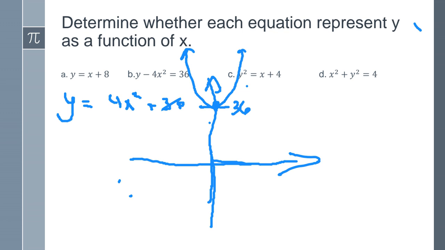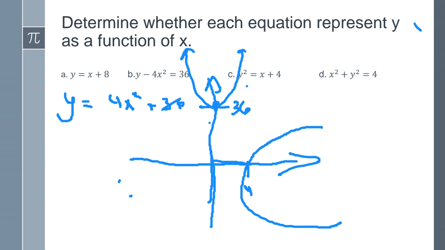Now, if I do c with respect to y, this one's not going to produce a function, because what's going to happen is I'm going to get a graph like this. It's going to be here at 4, and I'm going to have a graph like this. So again, if I do my imaginary vertical line, it's going to fail my vertical line test. And then this one is just like the example before. This equation here is going to produce a circle.